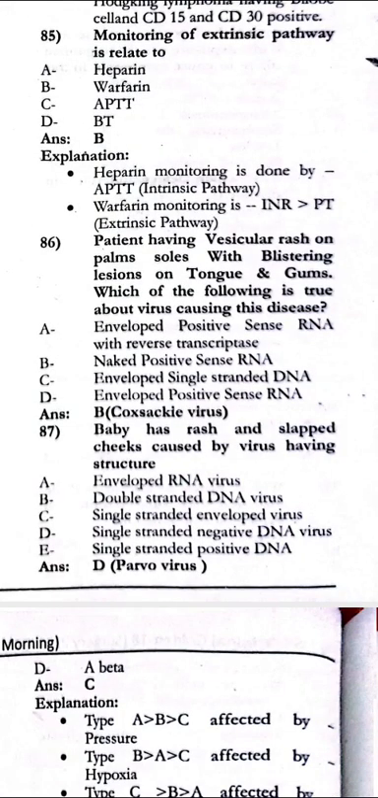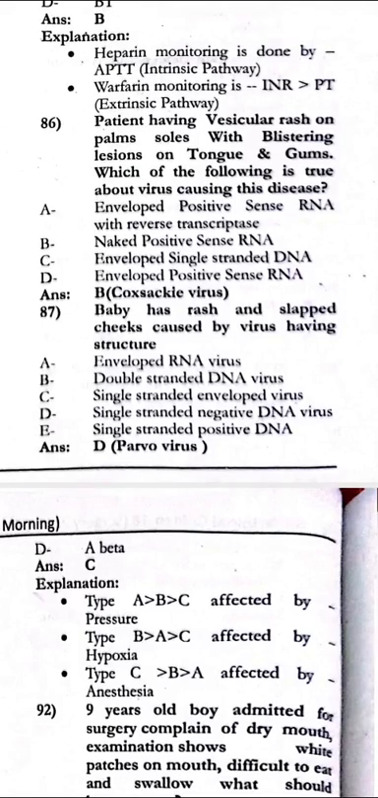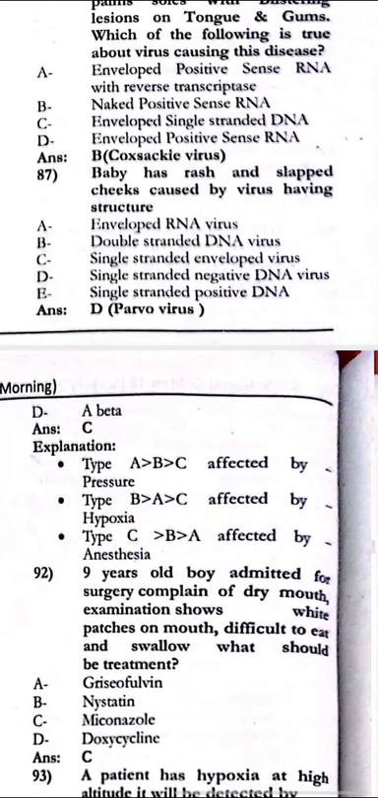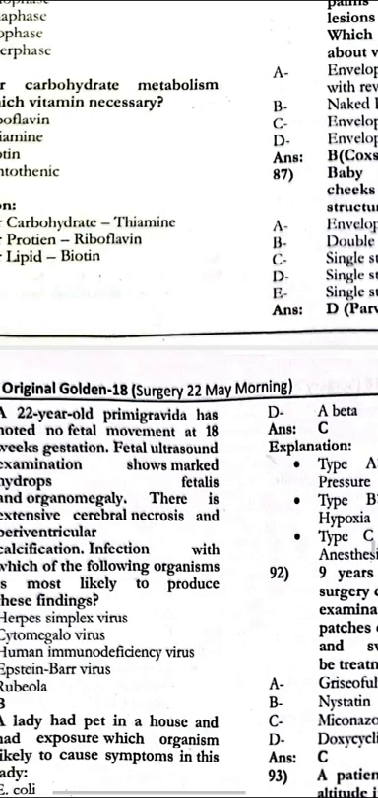The patient has a vesicular rash on the palms and soles with blistering lesions on the tongue and gums. Which of the following is true about the virus causing the disease? That is a naked positive sense RNA virus. A baby has a rash on the slapped cheeks caused by a virus with the structure of a single-stranded negative DNA virus.